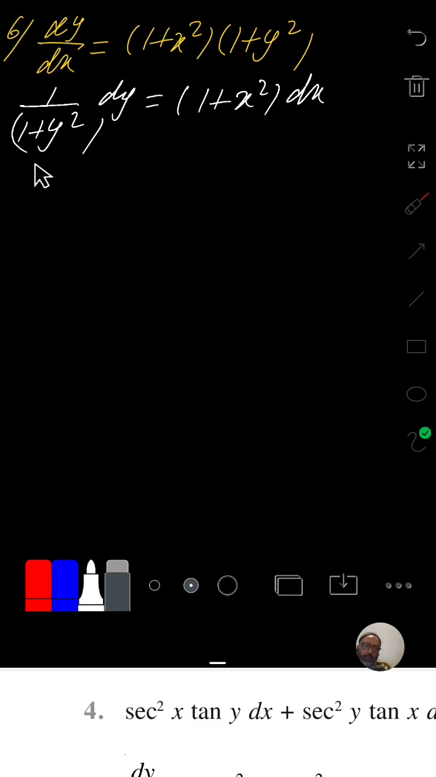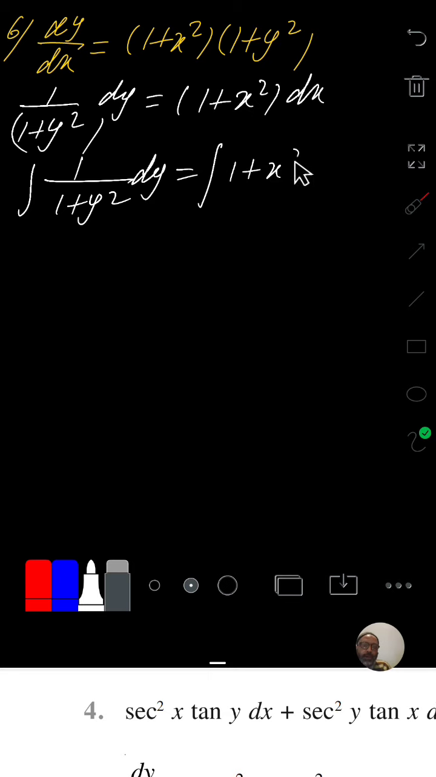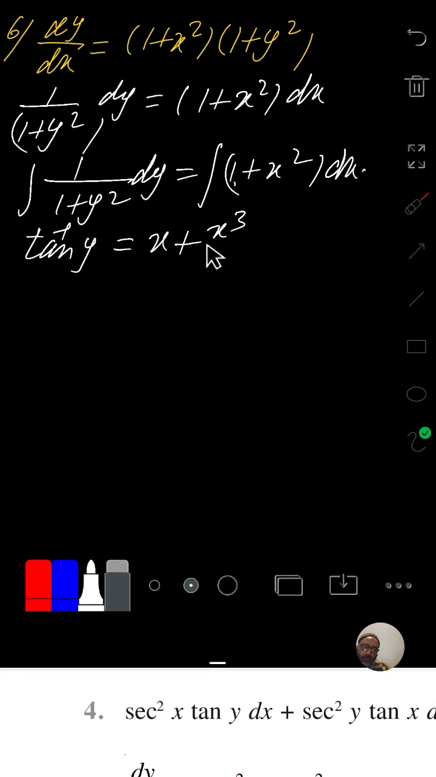Now integrating both sides, we have integral 1 upon 1 plus y square dy is equal to integral (1 plus x square) dx. So integral of 1 upon 1 plus y square dy is tan inverse y, and on the right hand side integral of 1 is x, and integral of x square will be x cubed upon 3, plus C as the constant of integration, and this is the required solution of the differential equation.